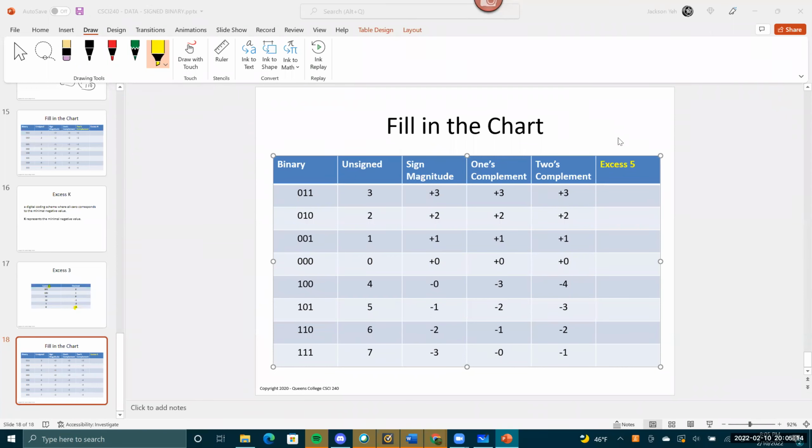Okay, so let's do this together. All right, so XS5 means that binary 0 corresponds to -5, right? So then we can just increment it. This is -4, this would be -3, and this would be -2, and this would be -1, and this would be 0, and this is 1, and this is 2.